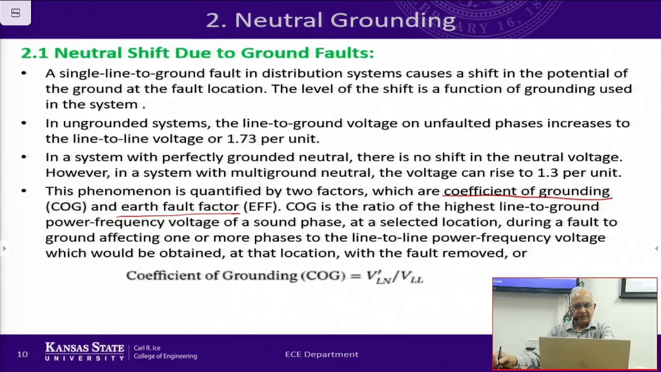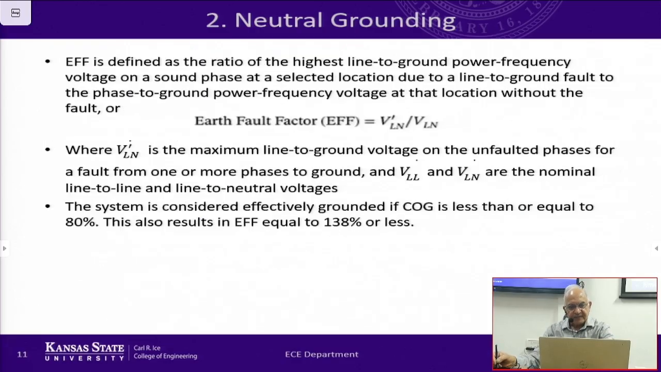Oh, I think I made a mistake here. This should be, oh no, this is okay. So this is the ratio with respect to VLN, and this is VLL, and the next one is VLN divided by VLN. So VLN prime is the same, numerator is the same, the ratio of the highest line to ground power frequency voltage to a sound phase at a selected location due to a line to ground fault to the, so basically the numerator is the same, denominator is different.